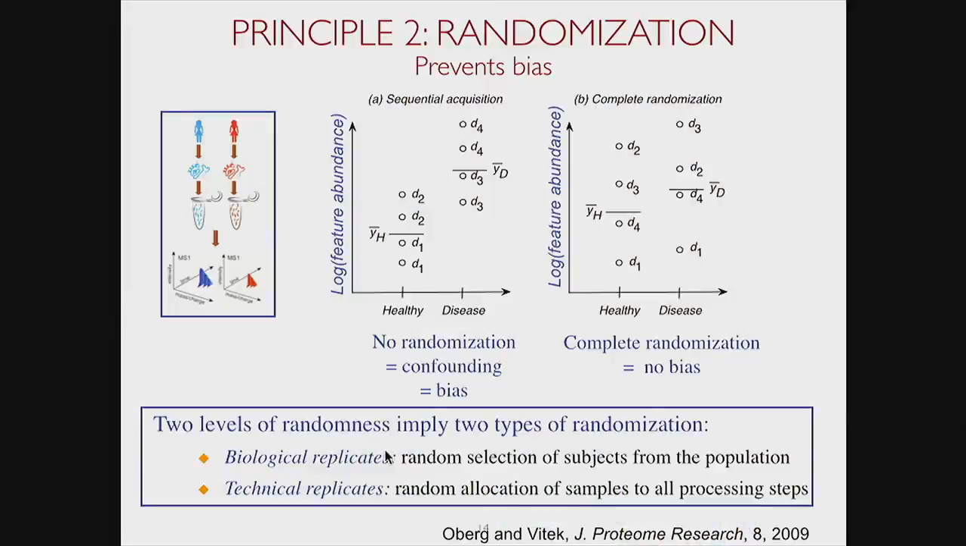And again, because we have 2 types of replicate, biological and technical replicates, we have 2 types of randomization. So random selection of subjects from the population to account for the biological variation, and randomly allocate samples to all the processing steps. So randomly select the samples from the population and randomly allocate samples to all the processing.